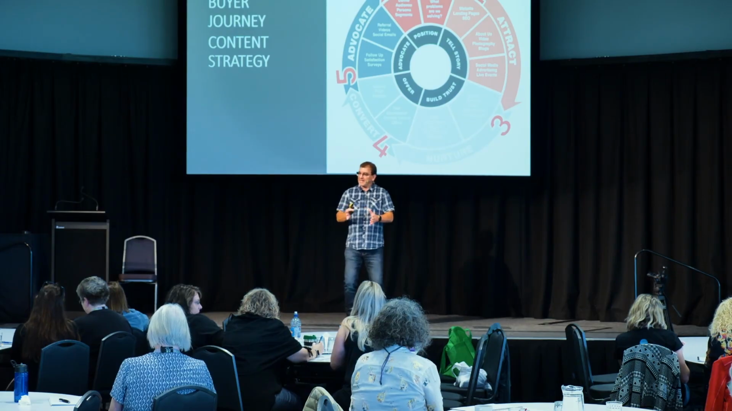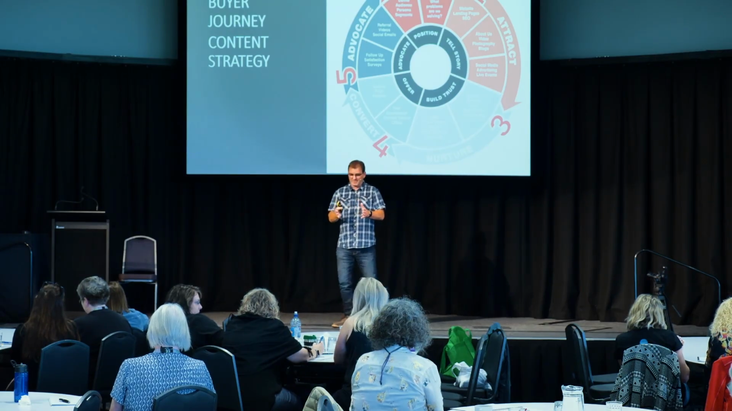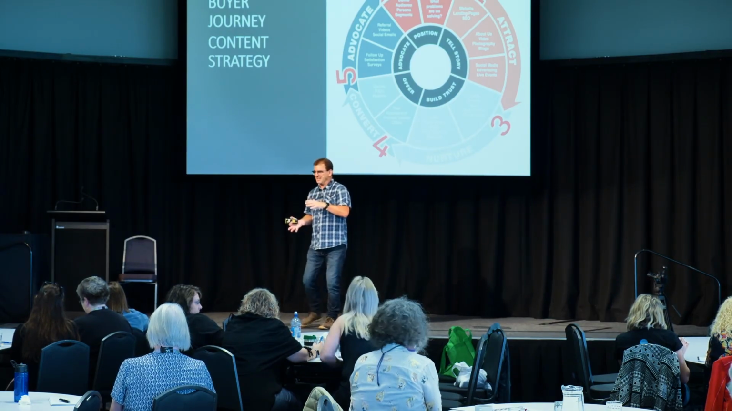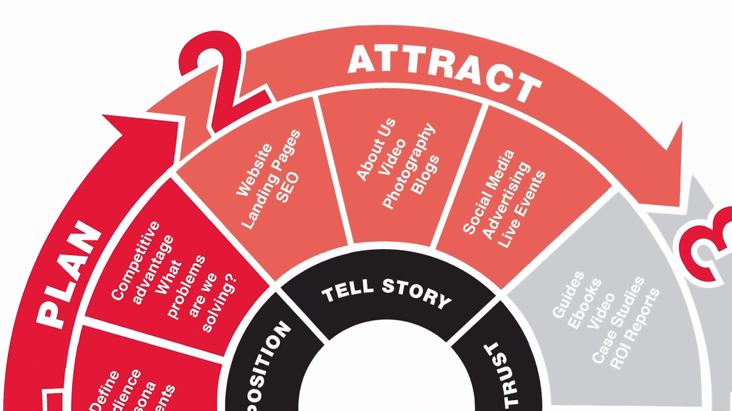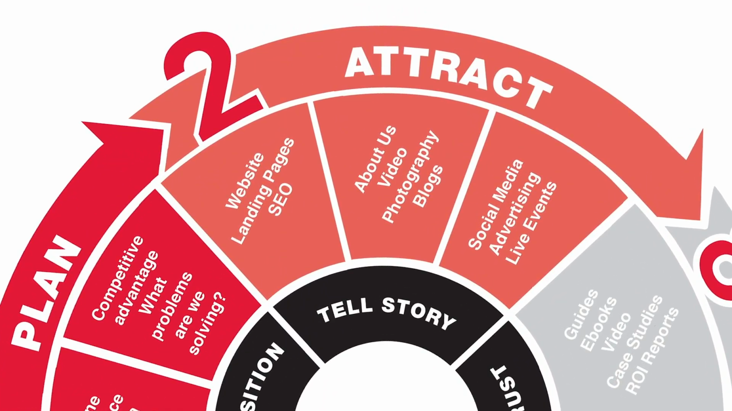So you do your planning and positioning piece first, right? And then we're about attracting. Now we actually get into stage 2. We need to attract them. You need to tell your story. So what's the content you need for that?